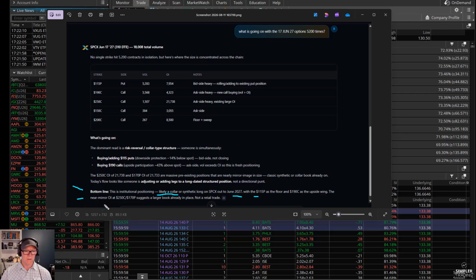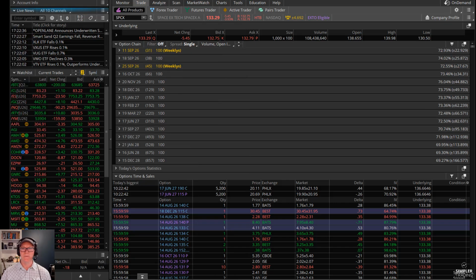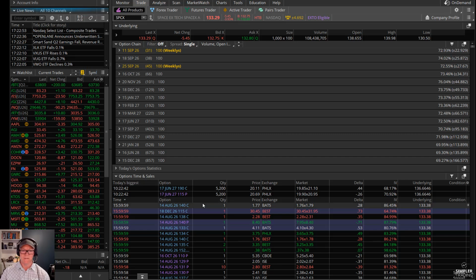The near mirror open interest, 250, 170, suggests a larger block, a larger book already in place, not a retail trade. That's what we want to see. We don't want to follow somebody that's doing 100 contracts or even 50 contracts or whatever. We want to follow bigger blocks, and that's what these two are.